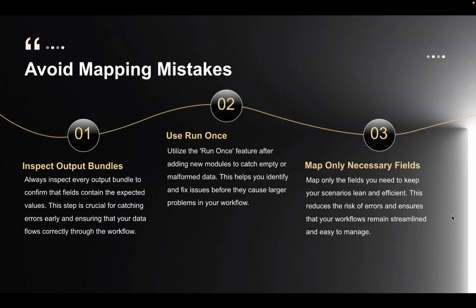Now, what are the kind of mistakes you need to be aware of? The first thing is to always inspect output bundles. Always inspect every output bundle to confirm that fields contain the expected values. This step is crucial for catching errors early and ensuring that your data flows correctly through the workflow.